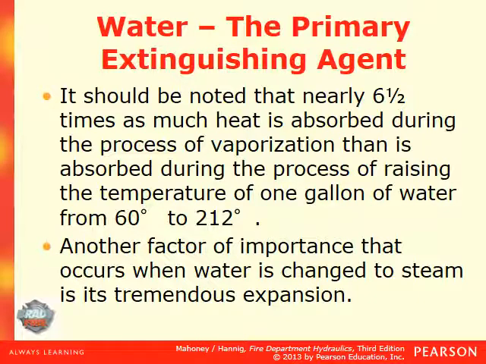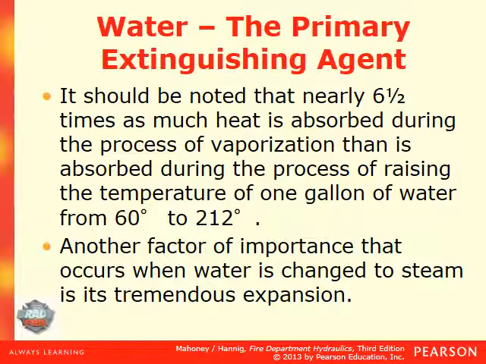It should be noted that nearly 6.5 times as much heat is absorbed during the process of vaporization than is absorbed in the process of raising the temperature of 1 gallon of water from 60 degrees to 212 degrees. So when water is being converted to steam, it is using a whole lot of energy to do this, thus lessening the flames and putting the fire out, because it's absorbing all the heat, all the energy, turning that flame from that flaming state, transferring that energy to the water, turning it to gas, thus putting the fire out.